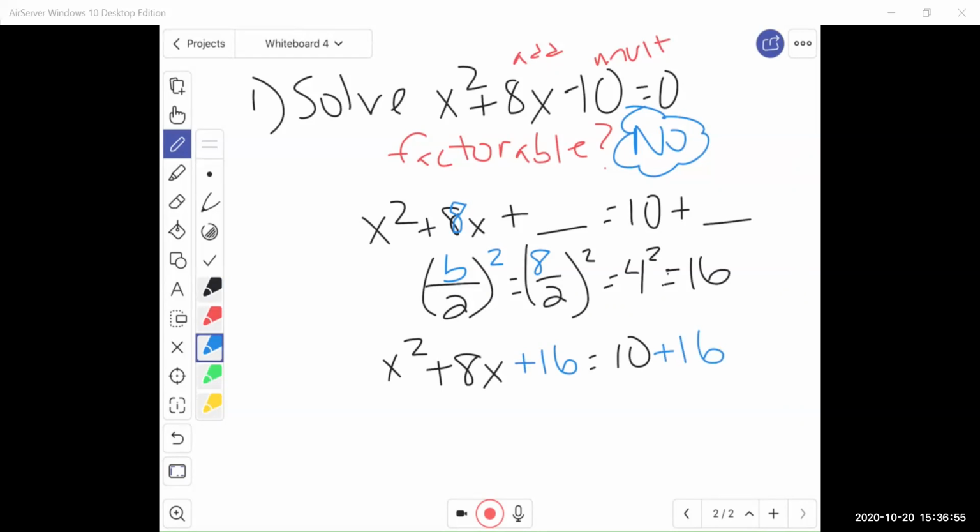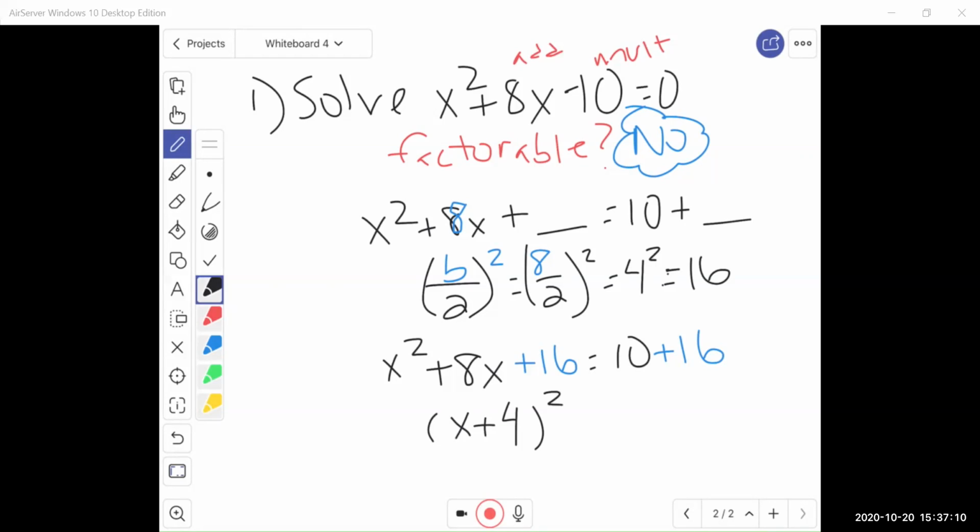Now, why do I want to do this? Now that I have completed the square on the left-hand side, well, what two numbers multiply to 16 but add to 8? That actually is 4 and 4. So I can rewrite this quadratic trinomial as x plus 4 squared.